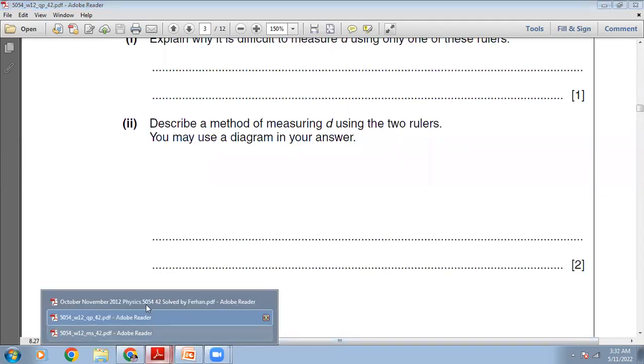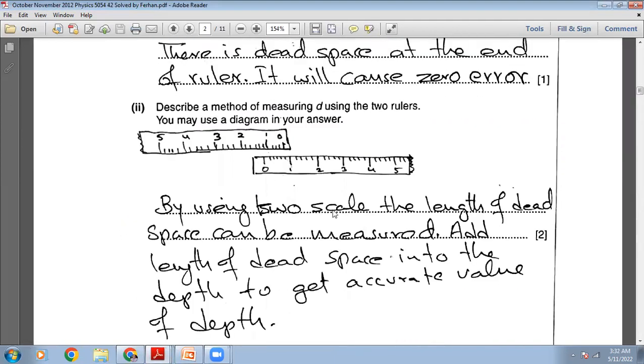So let me show you. You can see this is the ruler which I want to use for the measurement of the depth, and this has a dead space at this end. So with the use of another ruler, I will find the length of this dead space, and then with the help of this ruler, I will find the depth, and in that depth measurement, I will add the length of this dead space, and then I will get the accurate depth. By using the two scales, the length of the dead space can be measured, add the length of the dead space to the depth to get the accurate value of the depth.